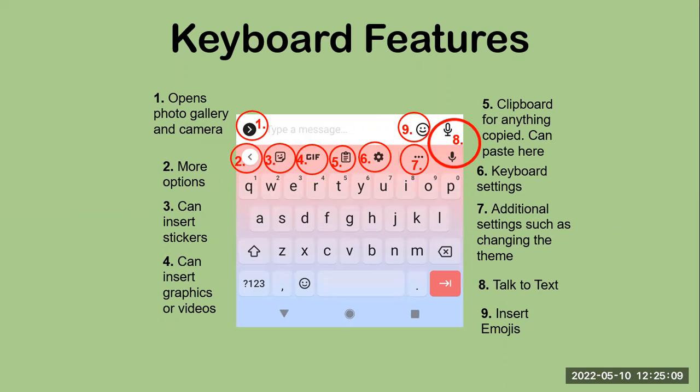Number 6, you can access your keyboard settings. Number 7, additional settings such as changing the theme. Number 8, talk to text. And number 9, you can insert emojis.